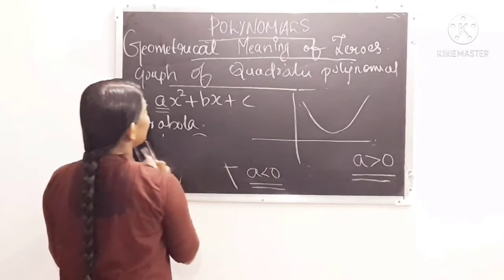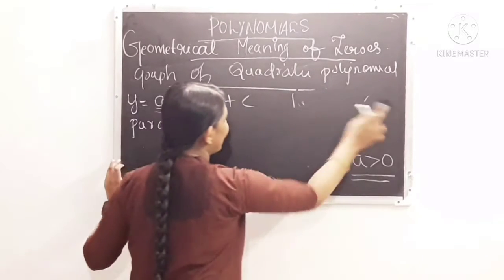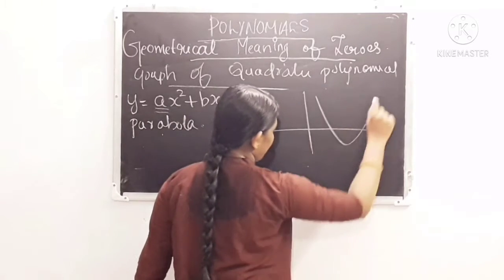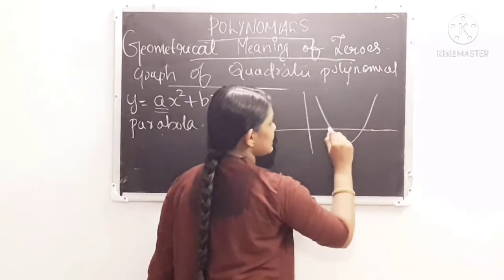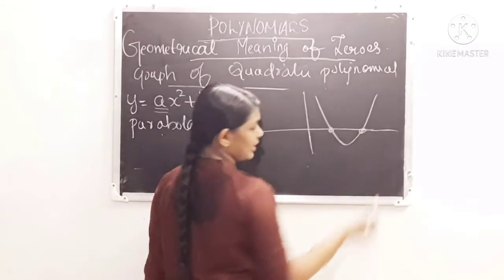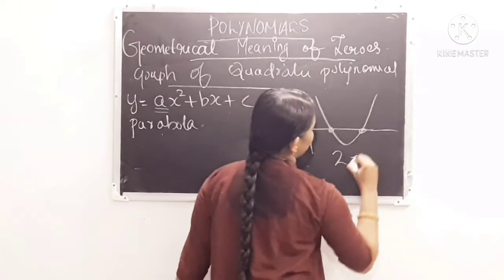Now, there are at most 2 zeros for a quadratic polynomial. If we get the parabola like this, which means that this parabola intersects the x-axis at 2 points, it means that there are 2 zeros for this quadratic polynomial. The 2 zeros are possible.